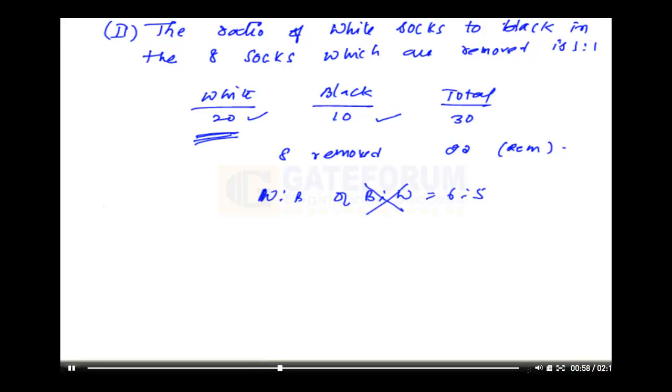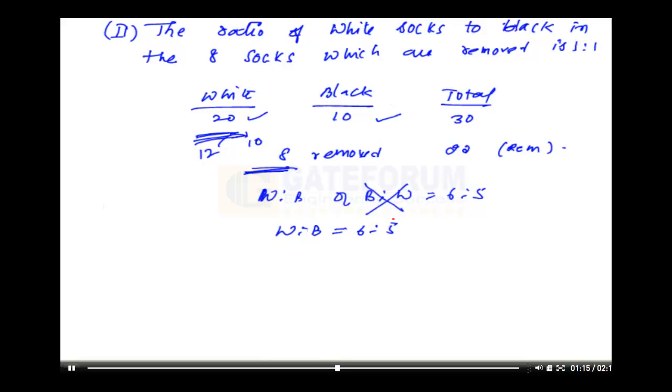But you might be saying 8 socks are removed, so it may change. But if I remove 8 white socks, then also this will become 12 and this will become 10. So obviously white will be greater than black. So black is to white cannot be 6:5. So the only option left is white is to black is 6:5.